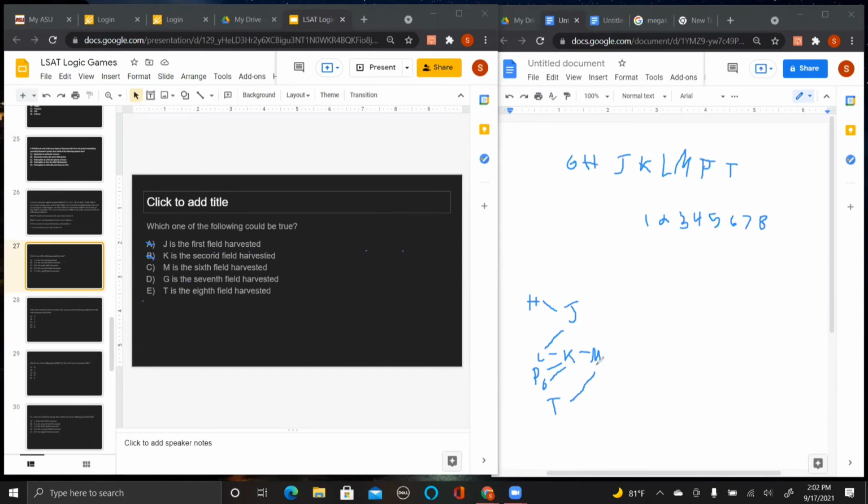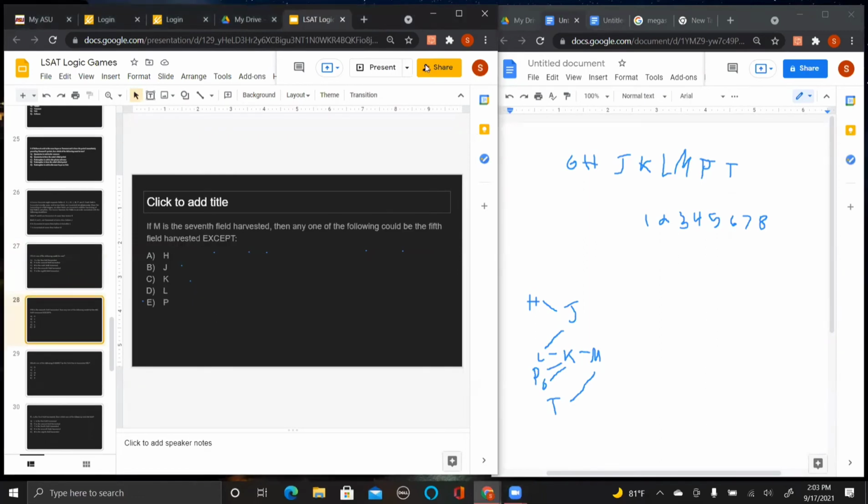That looks plausible. So how many things have to come before M? 1, 2, 3, 4, 5. The only things that don't have to come before M are H and J, right? So yes, H and J could go after M. The only limitation on J is that it has to come after L. But again, these are stretchy. So J can stretch all the way over here, and so can H. They just have to be after L. So yeah, M can be 6, and then we can have H and J be 7 and 8. Easy. If we want to check the rest, G is second to last? No, because it has to have 1, 2 things after it. So it can't be second to last. And T is the 8th field harvested? No, it can't be last. It has to come before M. Simple enough.